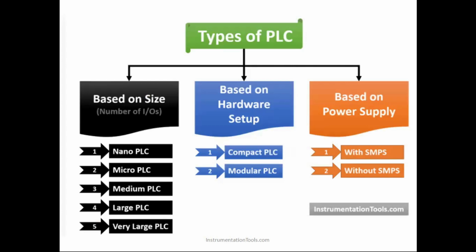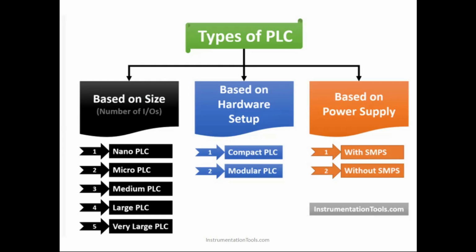There are different types of PLCs. Here we have divided them into three categories. First is based on size. Nano PLCs and micro PLCs are the small series PLCs, which have very few IOs. Medium series PLCs have a medium range of IOs, and large series PLCs have a large number of IOs. As per the process demand or machine requirement, we select whether we require a small, medium, or large series PLC.